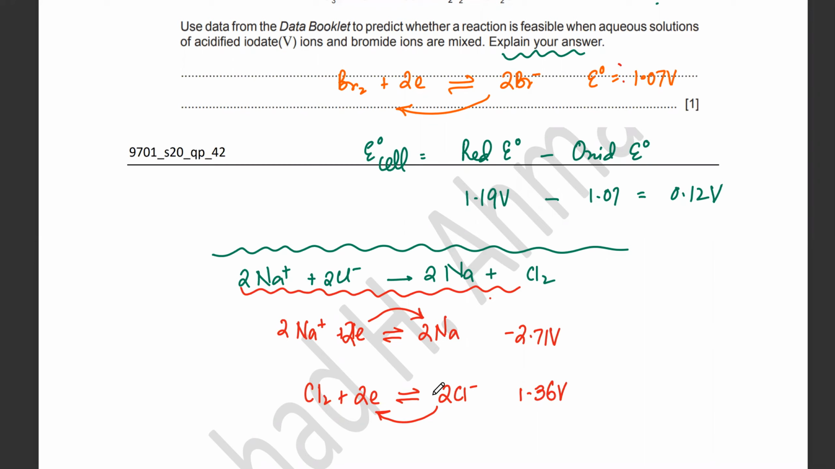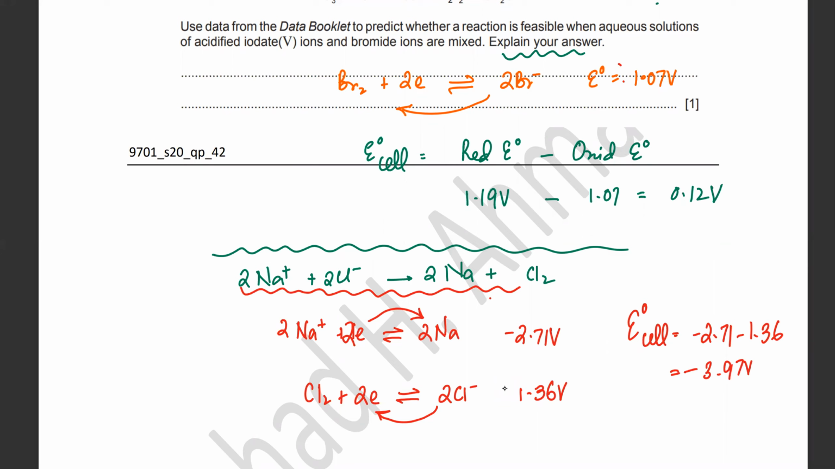So if you calculate E0 cell, its reduction potential, which one is getting reduced? It's the first one, so that's minus 2.71, minus the oxidation potential, which is this one, so it's going to be minus 1.36. So the value comes out to be really, really negative, minus 3.97, I think. Ibrar, is this clear?